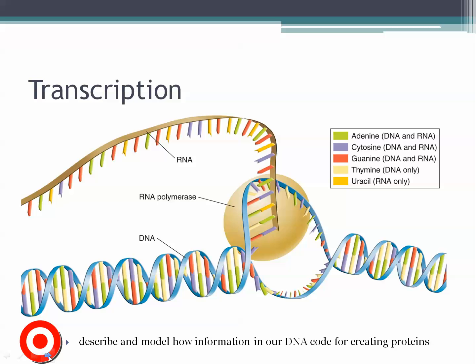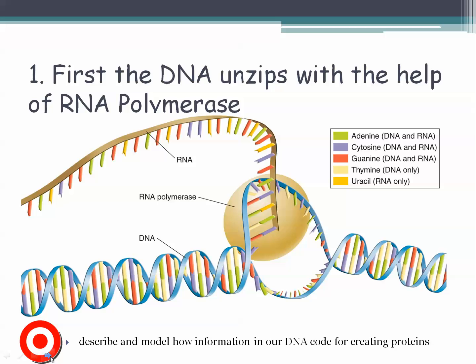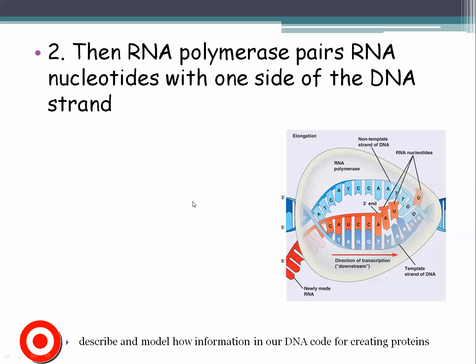So the first process is transcription. With transcription, we are taking the DNA, which is this double helix model right here, this DNA molecule, and we are turning it into mRNA right here. That's a process that we're going to learn about right now. The first thing we need to do is unzip this DNA, just like you see right there. And we use an enzyme to help us do that. RNA polymerase is going to help us out by putting down these new nucleotides. The RNA polymerase pairs RNA nucleotides with one side of the DNA strand, like you see right here.